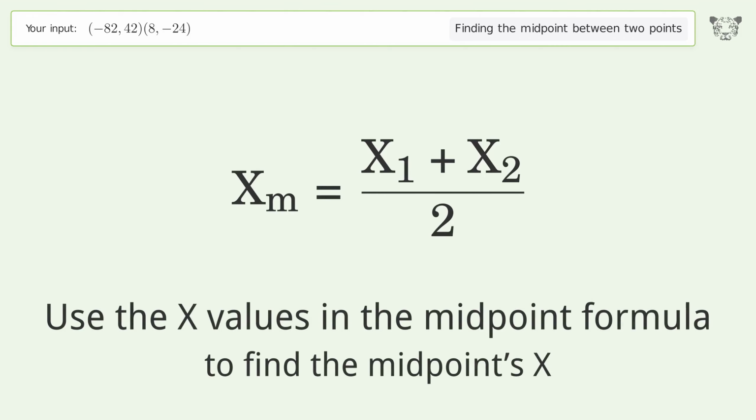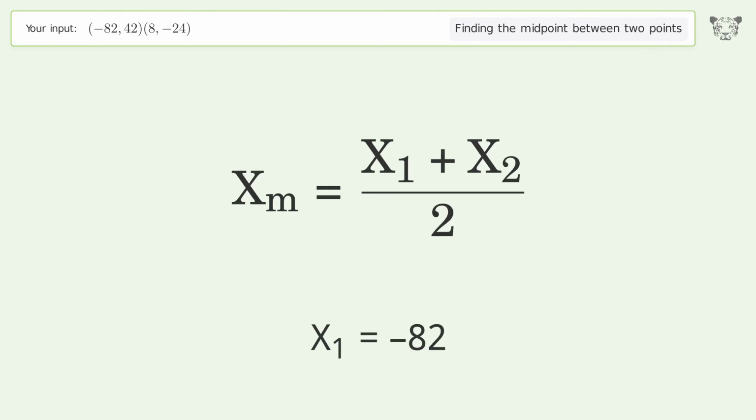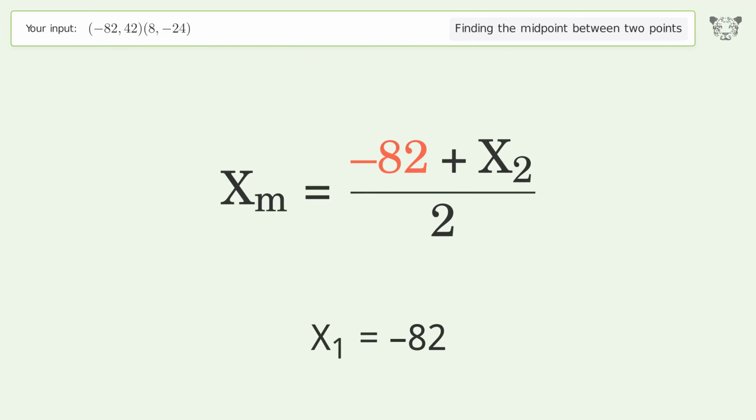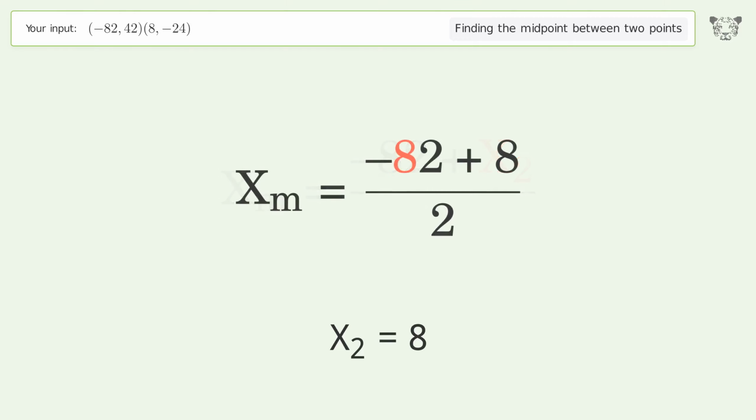Use the x values in the midpoint formula to find the midpoint's x. x1 equals negative 82. x2 equals 8. Simplify the arithmetic.